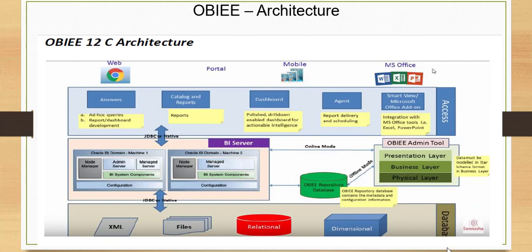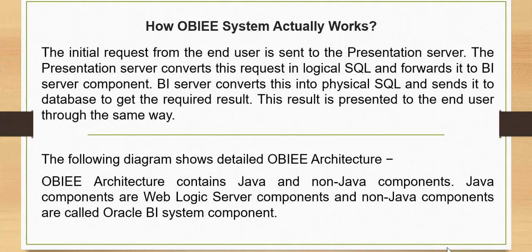OBIEE 12c architecture. You can see the architecture of OBIEE 12c. You can access it from a web portal, mobile portal, or MS Office file. Its architecture depends on the BI server, administration tool, and so on. That's how the OBIEE system actually works.